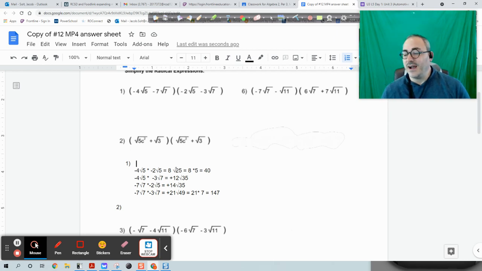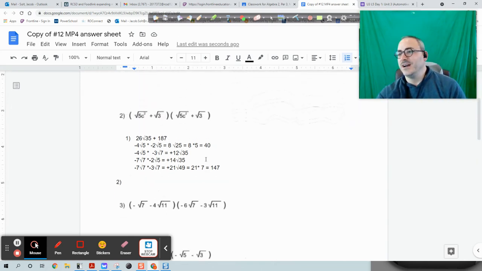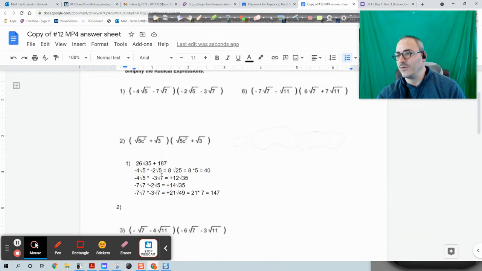Anyway, I have to now combine these. Let me combine the middle ones first because that's just neater for me. That's going to be 26 radical 35, and then plus 147 plus 140. That's 187. All right, I think I got it this time. Let me show you number two, because number two does start throwing a monkey wrench into things.